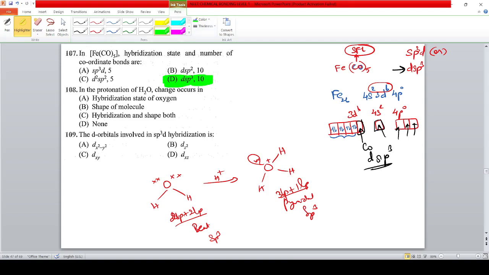Now you look at the question and answer it. So 108th question. The hybridization state changes: no. Both are sp3. Shape of the molecule changes: yes. The shape changes from bent shape to pyramidal shape. Very good. 109. The d orbital which is involved in sp3d, if they mean only one d orbital, in general, since the internuclear axis is taken as z axis, this d orbital will be dz square orbital.